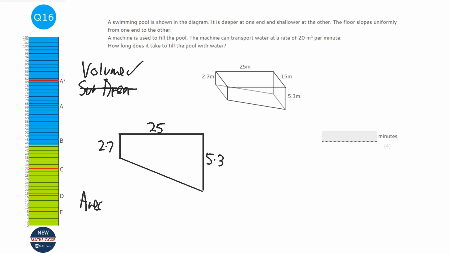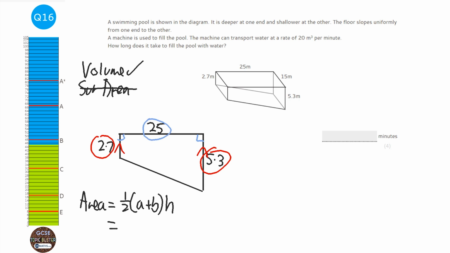So we've got to first of all work out the area. Now the area of a trapezium is half A plus B H. Now A and B are always the two parallel sides, and then the height is the one that connects them at right angles. So the height is going to be 25 there. And all you're doing is working out the average of the two bases, the 2.7 and the 5.3. We're going to times that by 25.